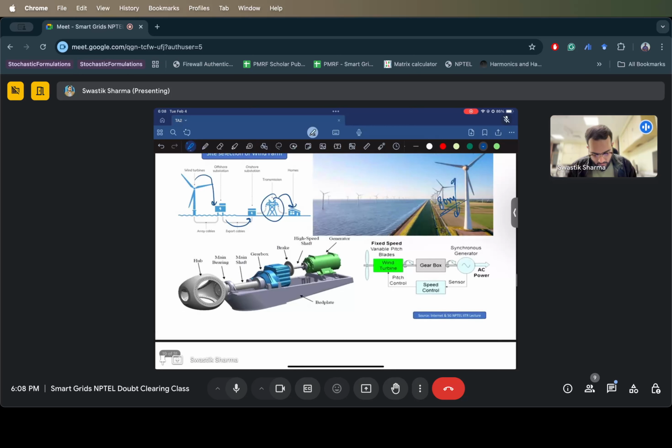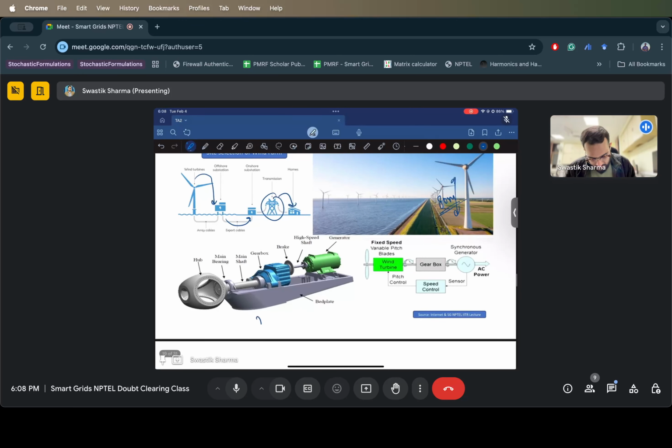So this is the nacelle, right? This thing is called the nacelle. You see, we have a hub. We then have a main bearing. This bearing's role is to help it rotate freely. The wind turbine should rotate freely. It should not experience any kind of mechanical friction.